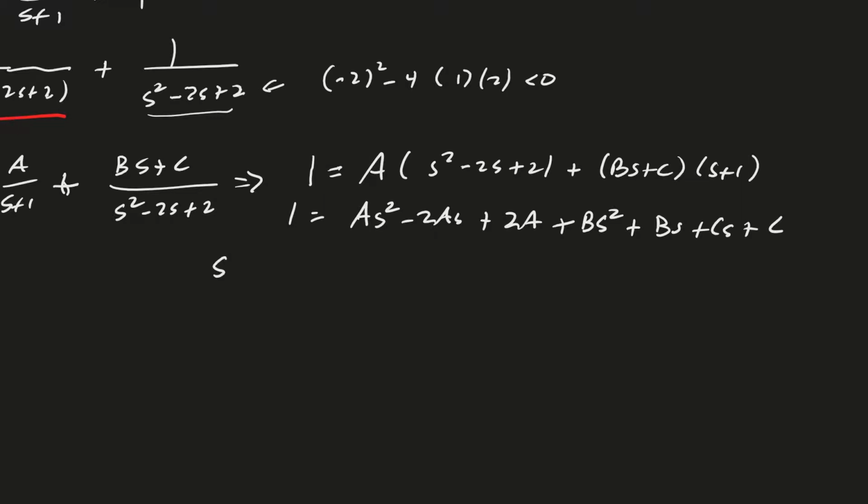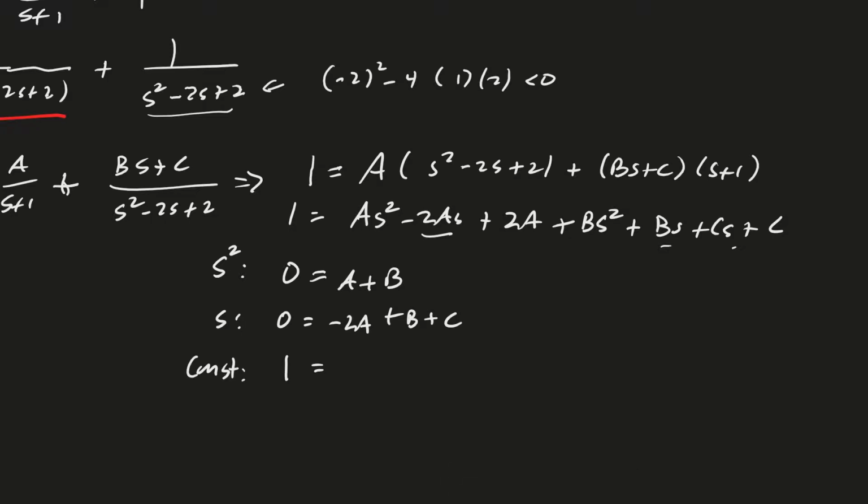Good. And now let's look at our equations. For s^2, we have 0 is equal to A plus B. s terms, 0 is equal to -2A there, B plus C over there. Constant terms, 1 should be equal to 2A for that term plus C. Very good. All right, and so now we want to solve these. So from here we see that A is equal to minus B. That's nice.